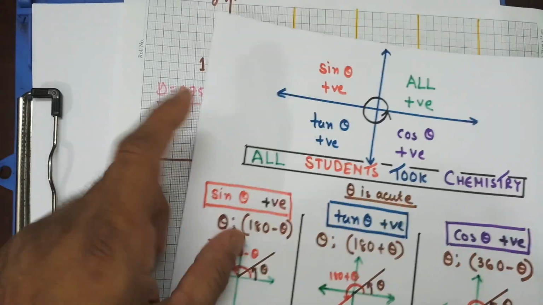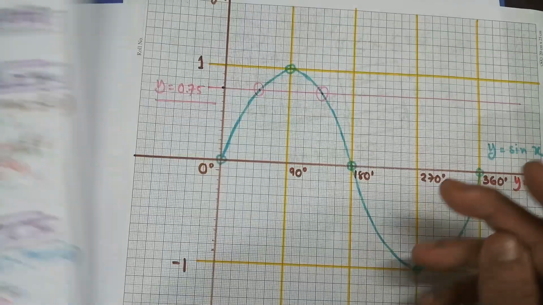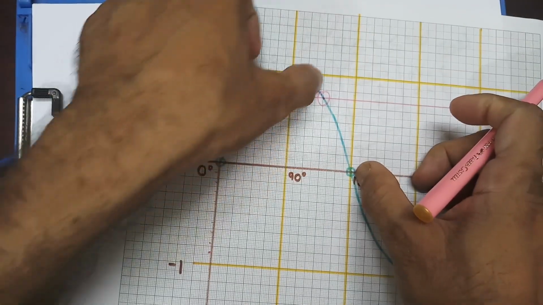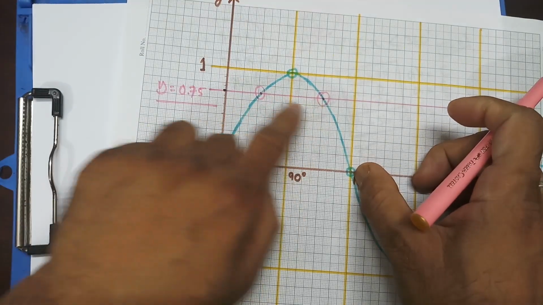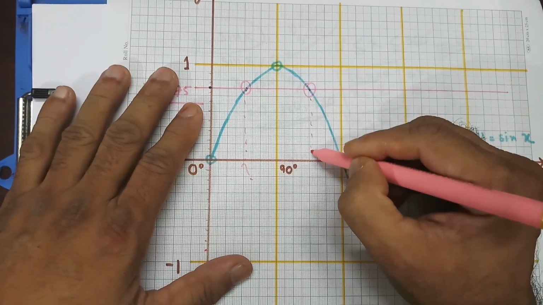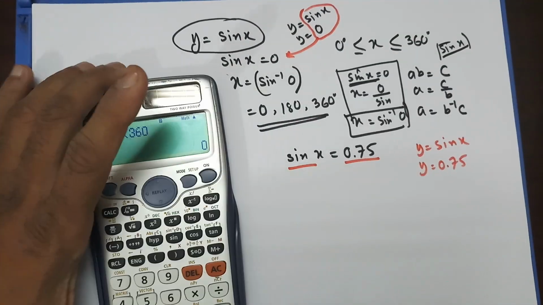Now remember, sine is positive in the first quadrant and the second quadrant. Over here you can see that 0 to 90 degrees is the first quadrant and 90 to 180 degrees is the second quadrant. We need to find out what this angle equals and what this angle equals, right over here. So again, we are going to do it this way.